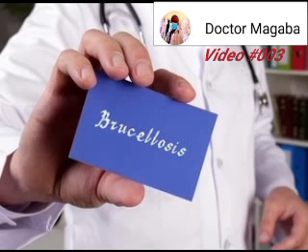Just to do a little recap: Brucella melitensis from sheep has the highest pathogenicity. Brucella suis from pigs has high pathogenicity. Brucella abortus from cattle has moderate pathogenicity. Then Brucella canis from dogs also has moderate pathogenicity. Hope you got that.